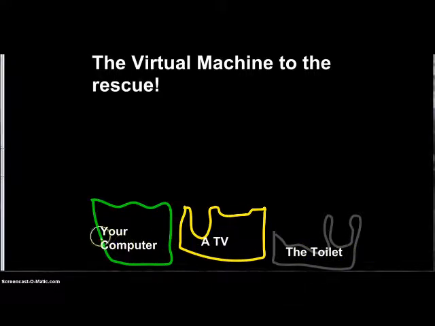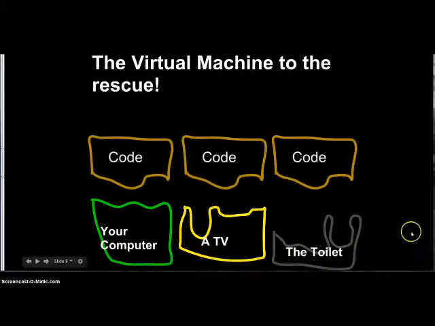We've got your computer, right? Pretty nice green little squiggly thing. We've got a TV and we've got the toilet. Because one of the big things that came out with Java was that it was going to run everywhere because the code was so portable. So in fact, yes, a toilet possibly could run Java. Anyway, okay, so we've got all our code, right?